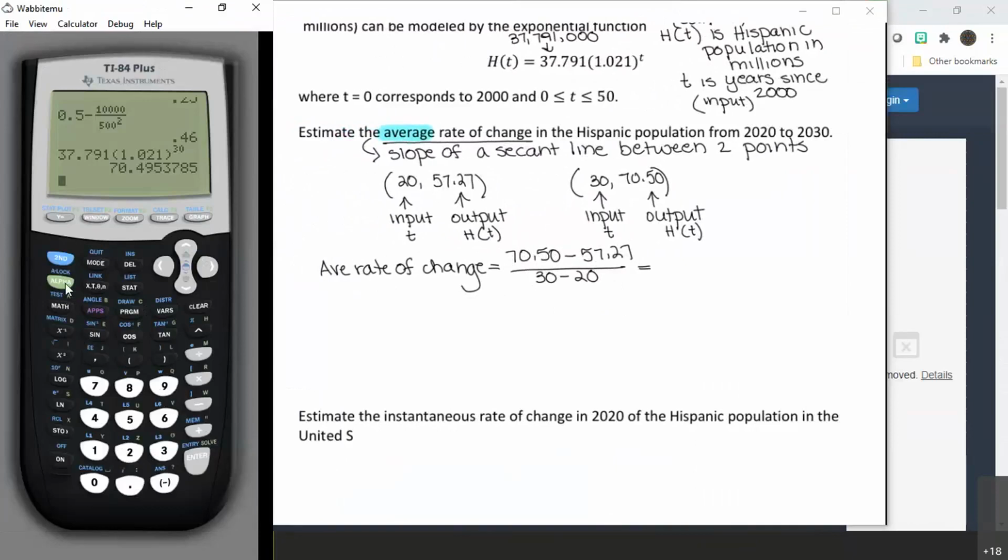So here, if I'm going to do that type of calculation, I'm going to use my fraction template, alpha y equals, and then put the 70.50 first, minus the 57.27. And in the bottom, I have 30 minus 20.